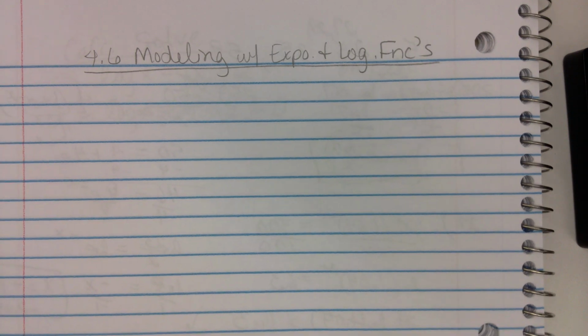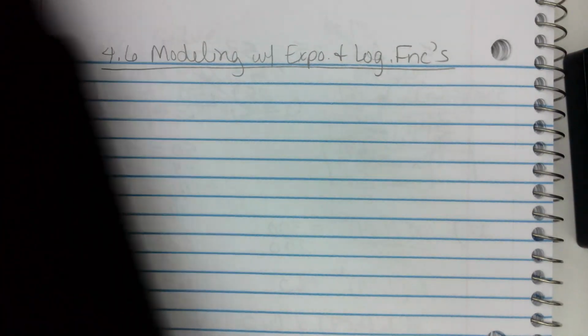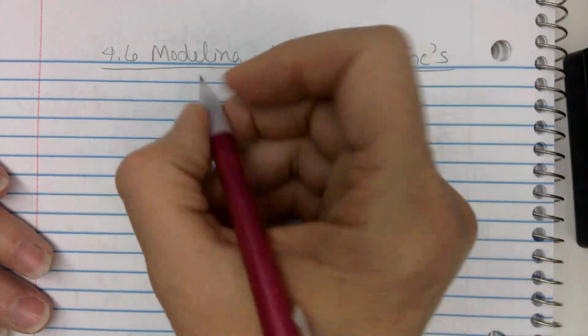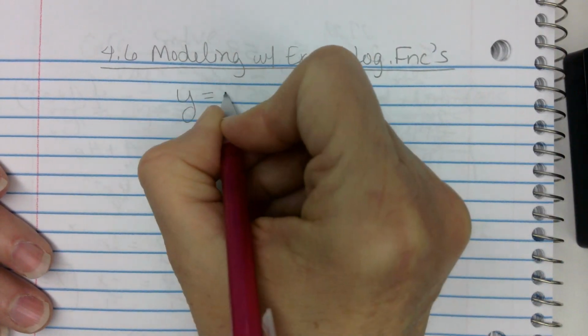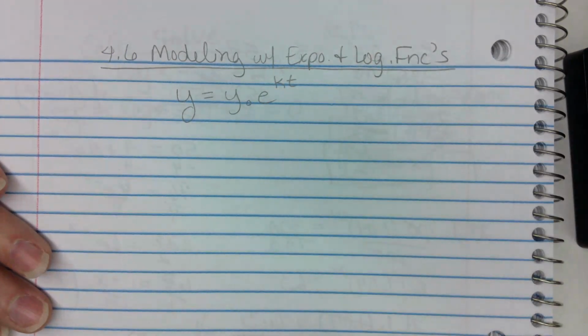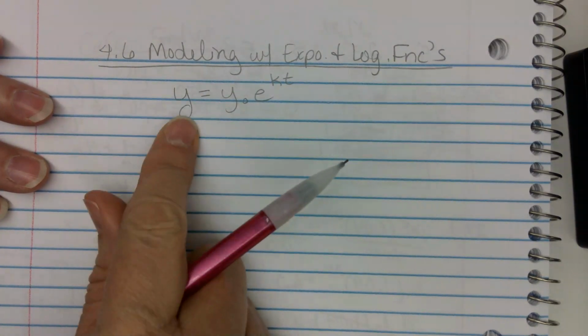Modeling with exponential and log functions just means we're going to have one formula essentially that I want you to use and memorize. The book splits it up into three different types of formulas. I got one: y equals y naught e to the kt. We even use the same formula in AB calculus next year.